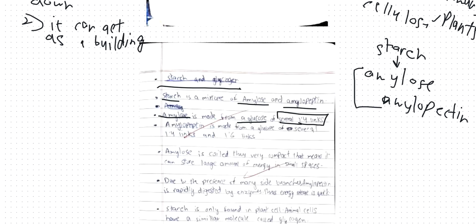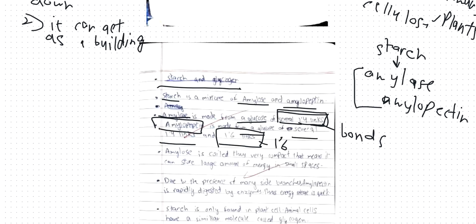Amylose is made from alpha glucose which has several 1,4 links. 1,4 links are basically the bonds formed between the glucose units, whereas amylopectin is made from alpha glucose with several 1,4 links and 1,6 links. So if a question asks you to identify if the molecule is amylopectin or amylose, if it's amylose, the bonds will only be 1,4 links. But in amylopectin, there would be 1,4 plus 1,6 links. So that's the difference.